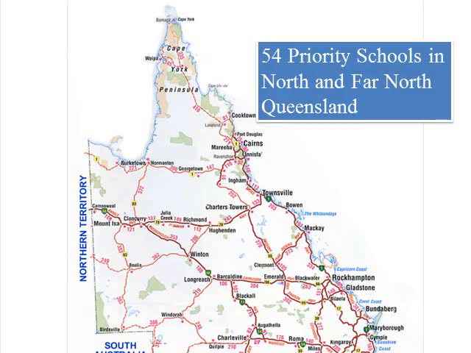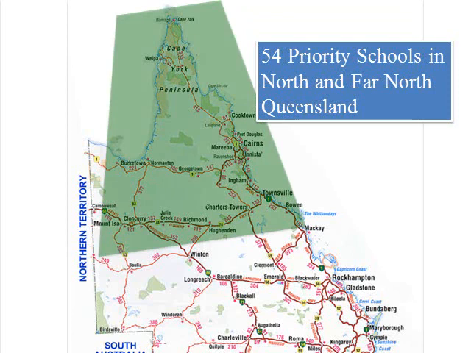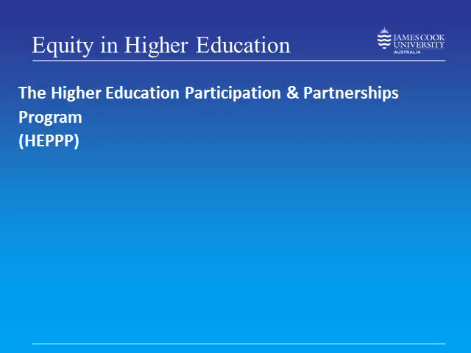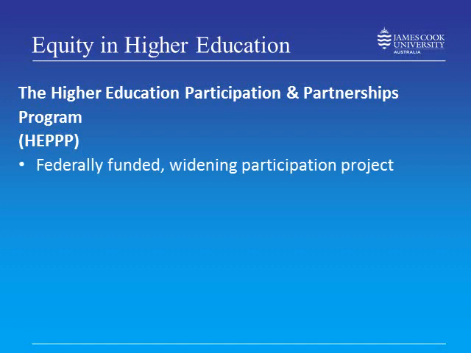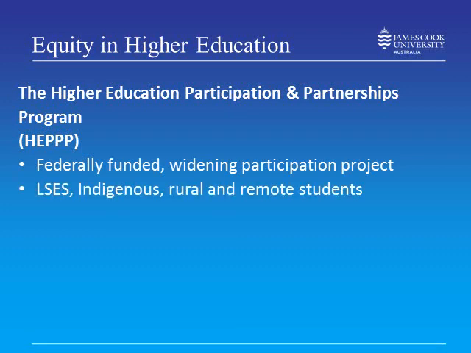The Year 10 students undertaking this Webquest attend any one of our 54 priority schools across the region. The school engagement team at James Cook University works with these schools under the Federal Government's Higher Education Participation and Partnerships Programme. The aim of the HEPP is to widen participation in tertiary education, particularly among students from low socioeconomic status backgrounds.